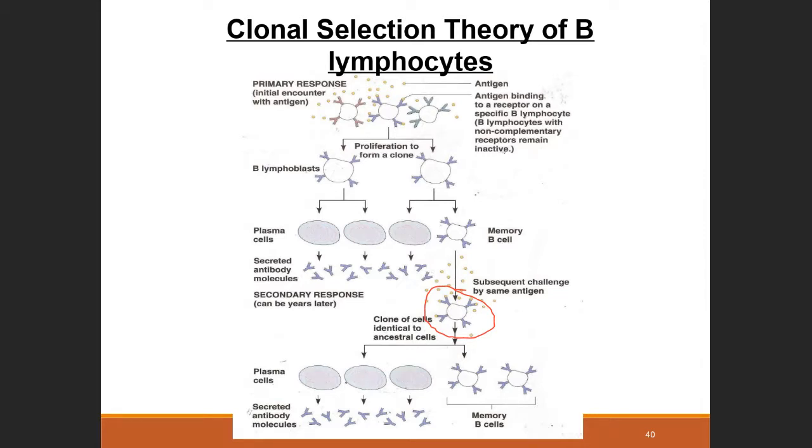And now, if that invader comes back around, we're ready. And this B memory cell can immediately clone plasma cells to up the production of antibodies, as well as clone into new memory B cells. We'll see a very similar response when we look at clonal selection for T lymphocytes.